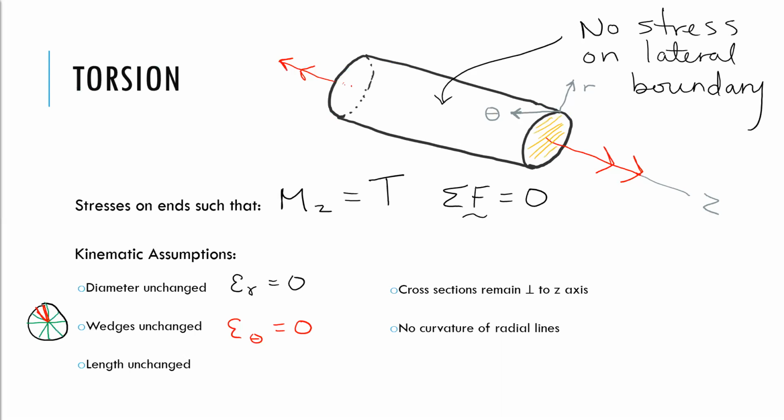All right, so is everyone on board that if these pie shapes are not squeezing or contracting, we have no change in our theta direction? All right, that means our strain in our theta direction is 0. The other thing we see is that our length is unchanged. So what do you think that means? Strain is 0. Good.